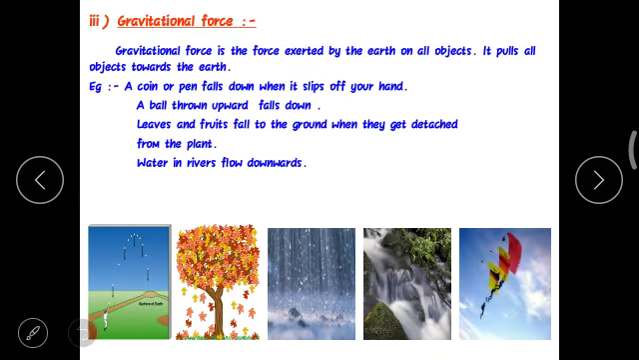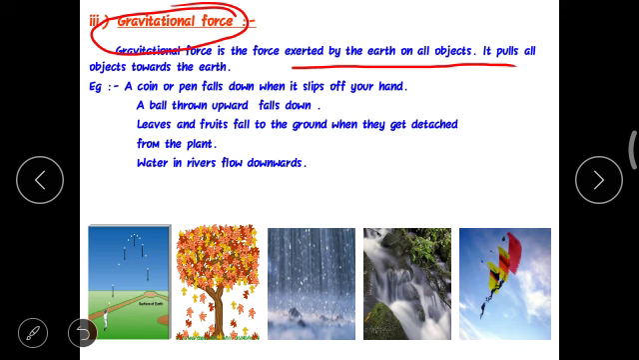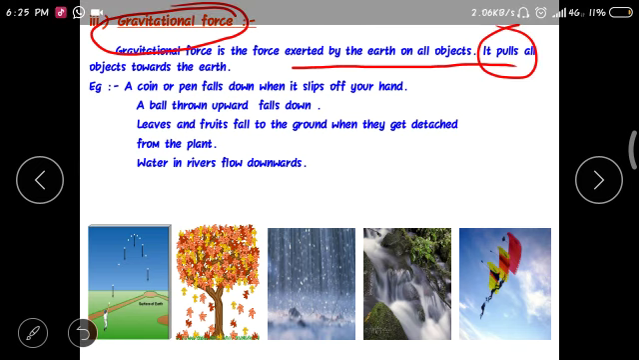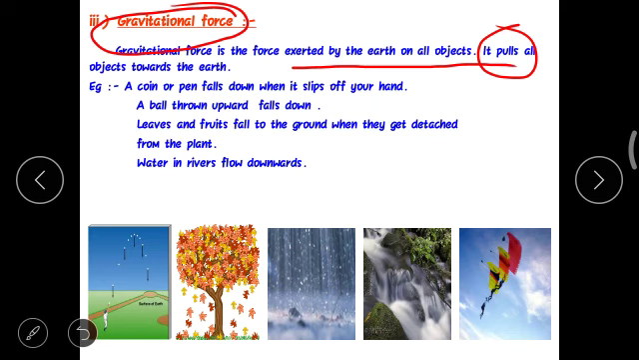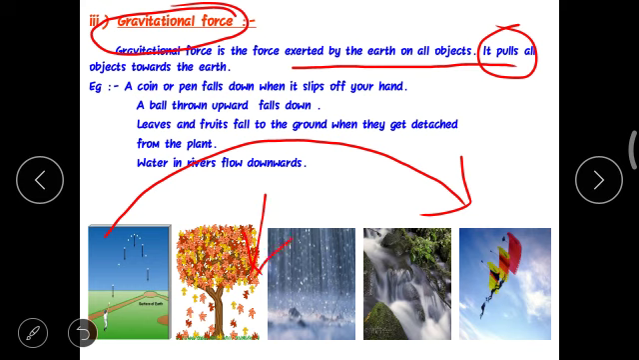The gravitational force is the third type of non-contact force. The gravitational force is the force exerted by the earth on all objects. It always pulls all other objects towards earth. So what is gravitational force? The force due to which all objects fall down. So due to the gravitational force, the leaf will fall down. Due to the gravitational force, the drops will fall down. Due to which kind of force? Gravitational force.